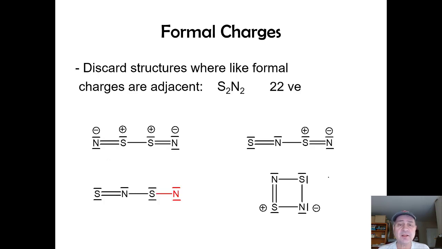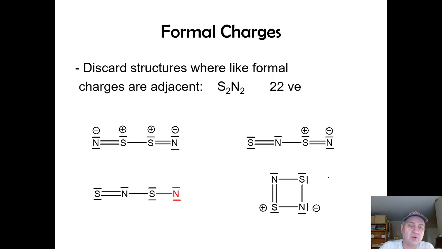So I did two examples. Now I'm just going to highlight some things you need to watch out for when you are reducing formal charges. You can't really do that for nitrogen, right? You can reduce the formal charges, but you can't put 10 or 12 electrons on nitrogen. It can only have 8. And sulfur can in this case.